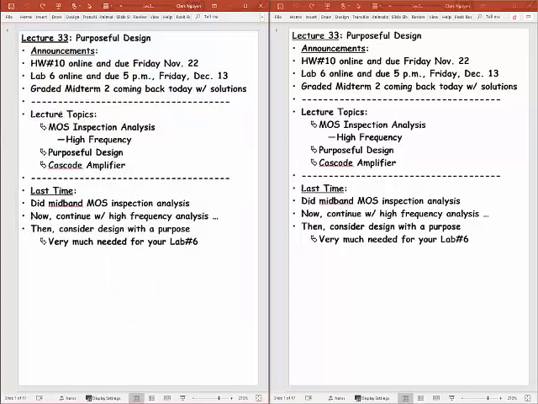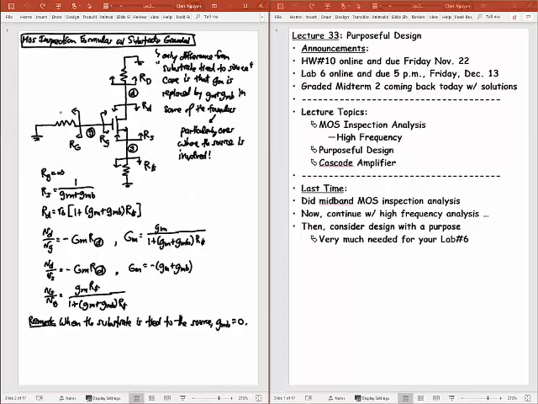Okay, so last time we were doing midband MOS inspection analysis, and I basically went through deriving all the equations for inspection analysis for MOS, and hopefully you watched that video. I've noticed that people are falling behind on the videos. I mean, all the videos up to the cutoff for the midterm are watched. But now you've got to start getting into it and catch up to the videos at this point.